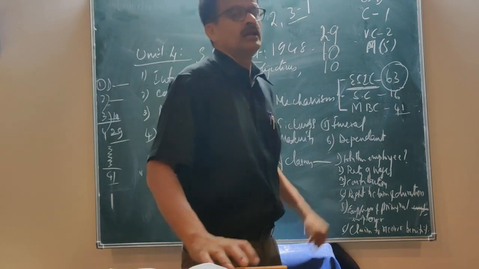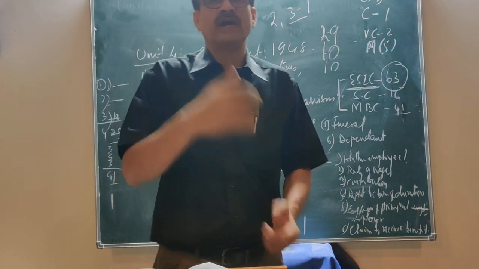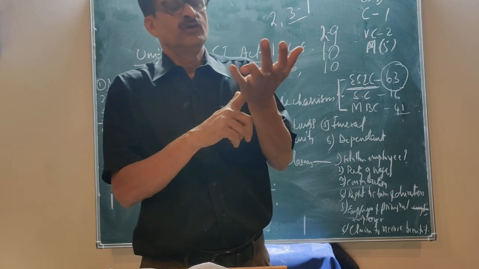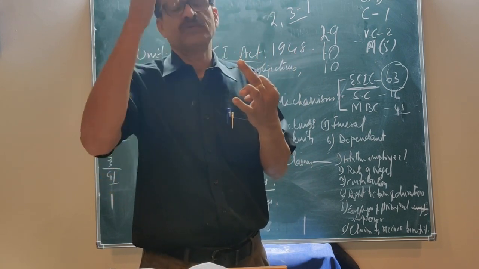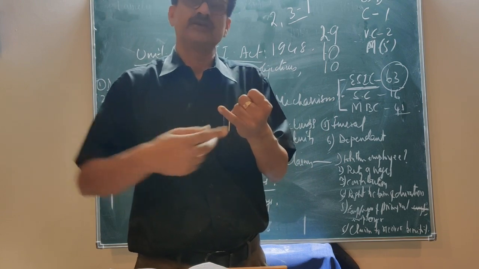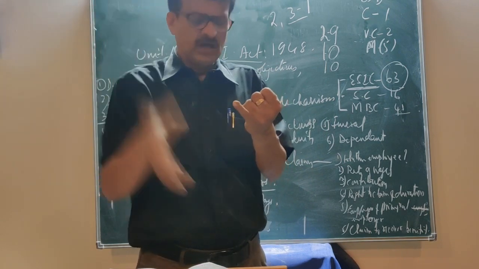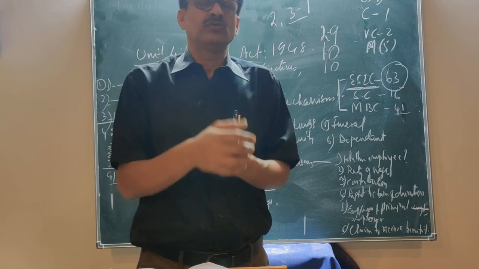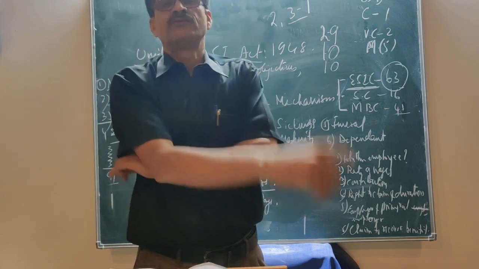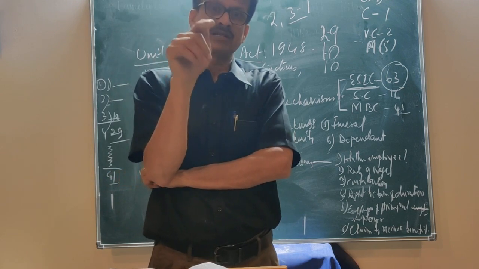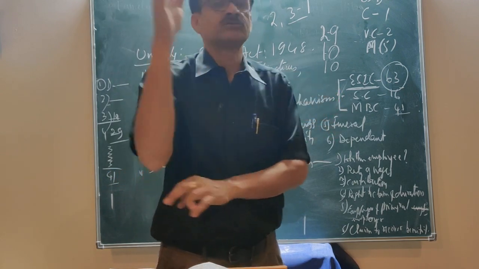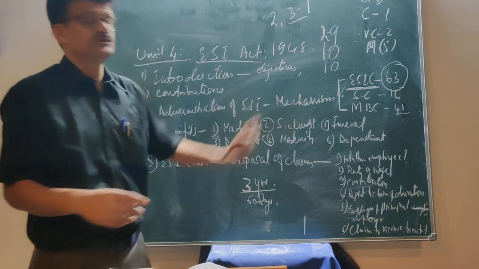Then funeral benefit. If you refer to old books, you will find it is about 1,000 rupees, enhanced to 2,000 rupees, enhanced further to 3,000 rupees, enhanced further to 5,000 rupees, and in the year 2011 enhanced to 10,000 rupees, and in the year 2019, March 1, it is enhanced to 15,000 rupees funeral benefit.